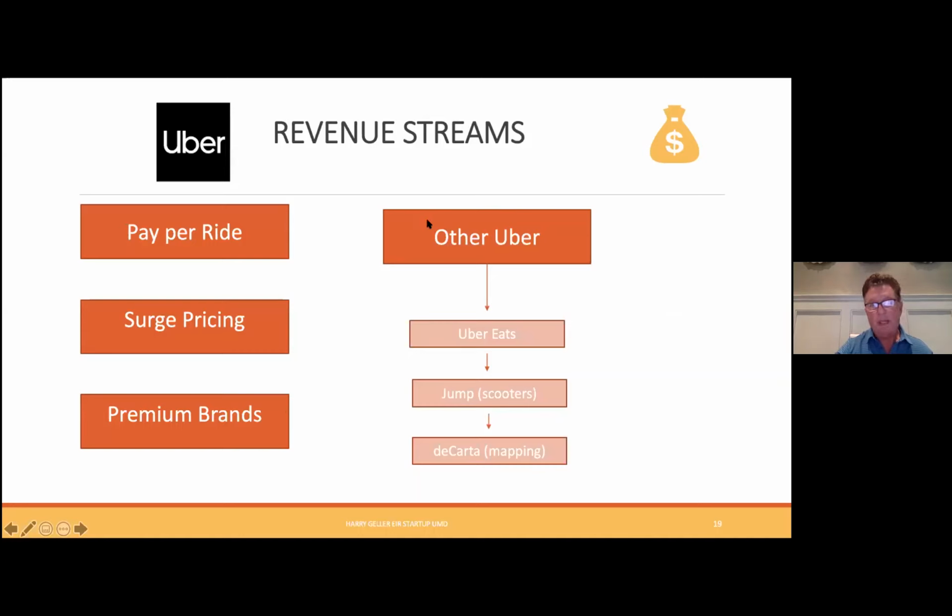Uber's also expanded into a few other things like Uber Eats, Jump, which is the Uber scooters. And Uber's taken their tech platform and licensing it out through Jakarta, which is a mapping software. So those are all revenue streams for Uber. I would guess in the beginning, Uber really just started with pay per ride, and then surge pricing, premium brands, and other came along later.